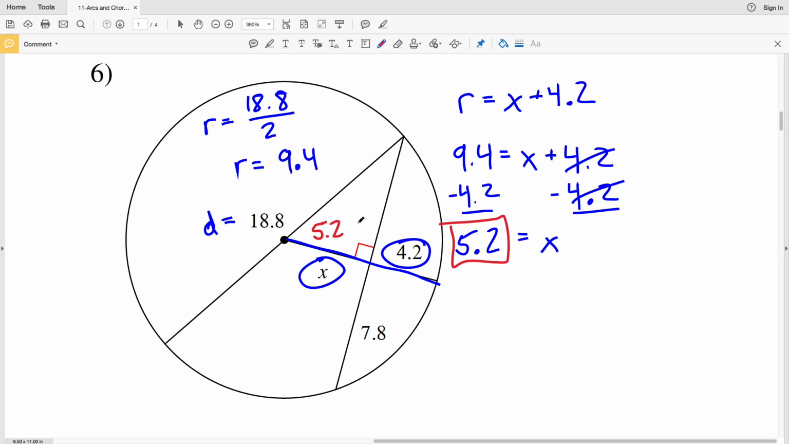And I'll stop this video here. Join me in the next video where I'll complete the second page of this worksheet, finishing numbers 7 through 14.